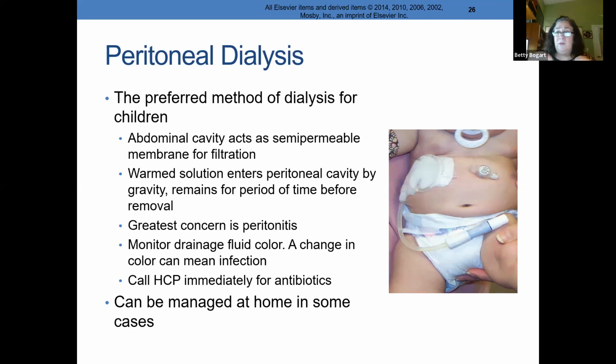So as quick as we can get it, start antibiotics, the better the outcome for the child, because without dialysis, they're not going to live. And the only dialysis they have is peritoneal dialysis. So make sure that we do monitor that drainage fluid color. And if we see anything we suspect, call the doctor, get the antibiotics.